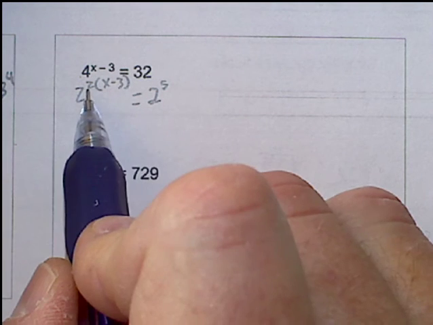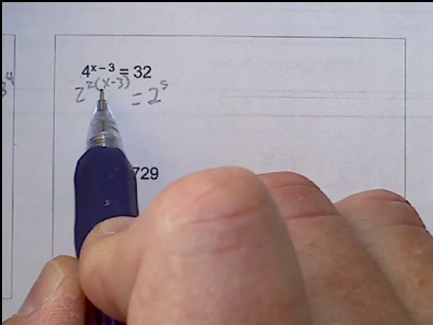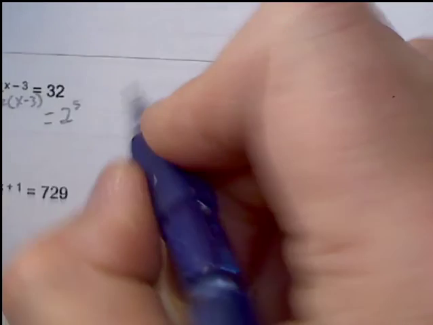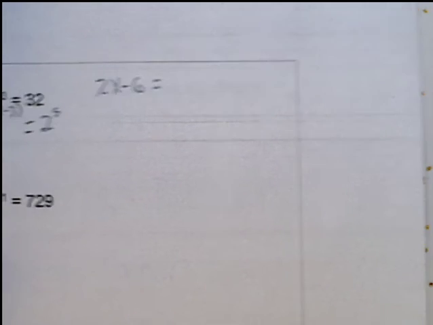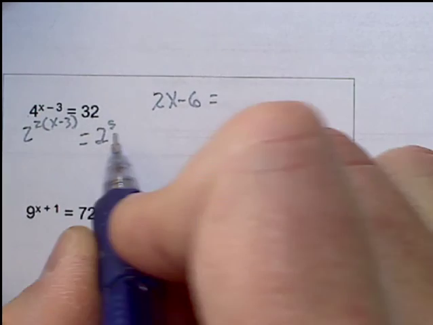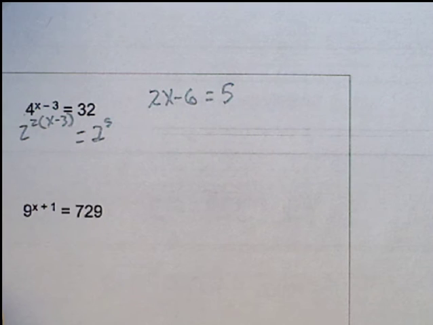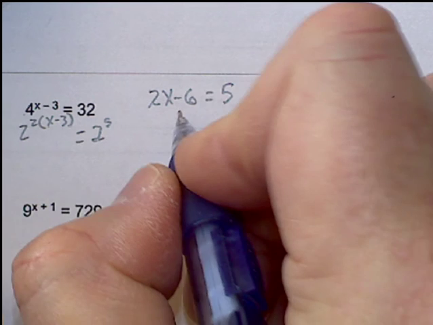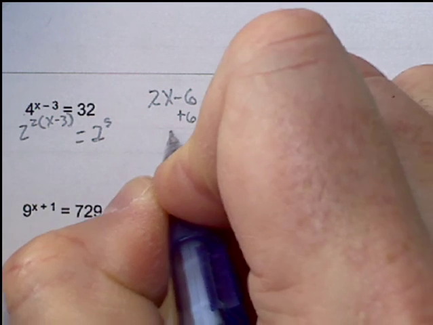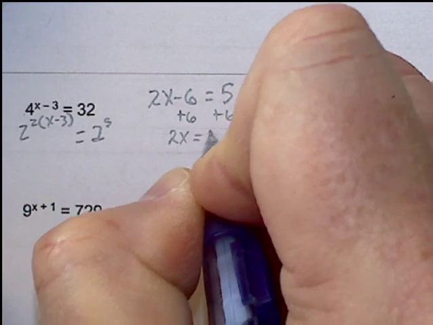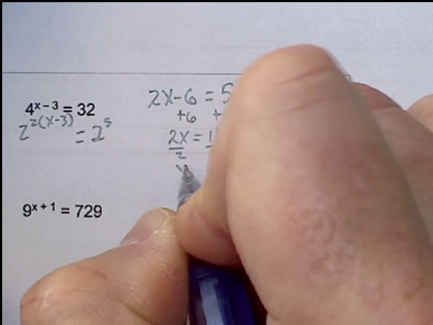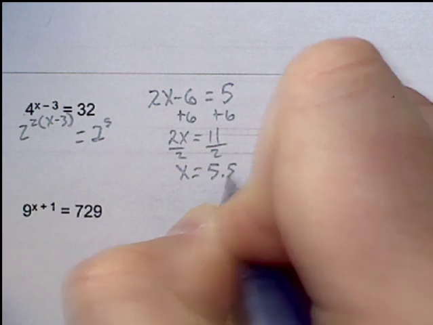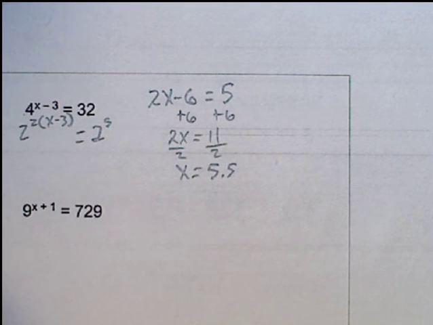So I can take 2 times x minus 3, distribute that 2, so it's 2x minus 6 equals what? 2 to the 5th. We're just talking exponents, so it equals 5. Basically, we're ignoring the bases at this point. We don't care what the base is. All right, add 6, 2x equals 11. Divide by 2. So x equals 5.5. I don't care how you write it. Okay?